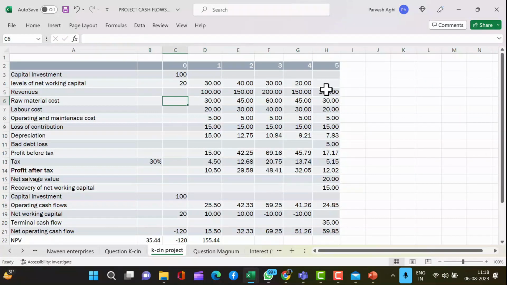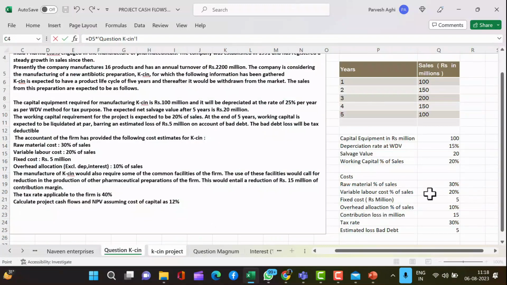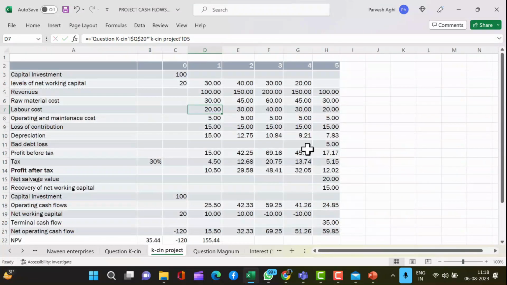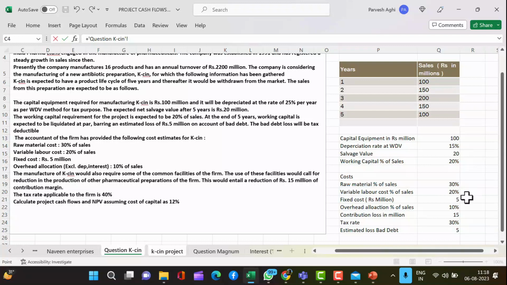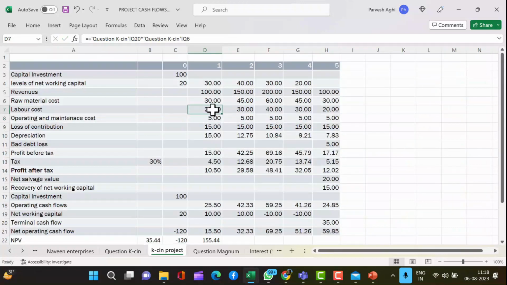Similarly, raw material cost, which is going to be this into 30%. So we are going to have 30% every year. Then labor cost, which is going to be 20%. Labor cost is how much? This into sales. So 20, like this, your labor cost. Then operating maintenance cost is 5 million every year, which is given in the question here.